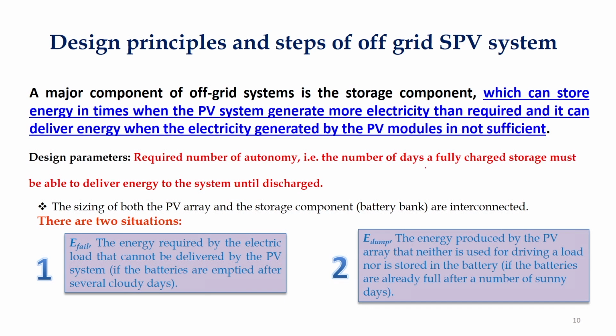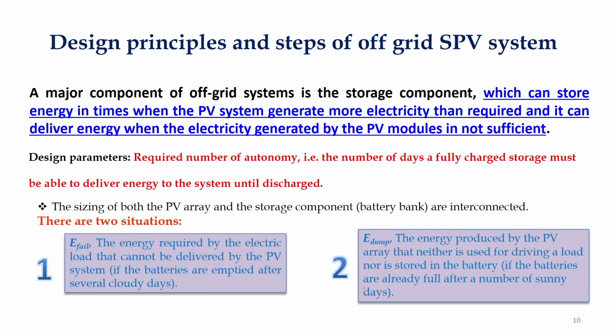So, that means the number of days a fully charged storage must be able to deliver energy to the system until discharged. When we are talking about sizing of PV arrays, we need to talk about both PV arrays and storage system. These two are interconnected. There are two situations that arise. First is E fail, that means the energy required by the electric load that cannot be delivered by the PV system. What is the situation? If the batteries are emptied after several cloudy days.